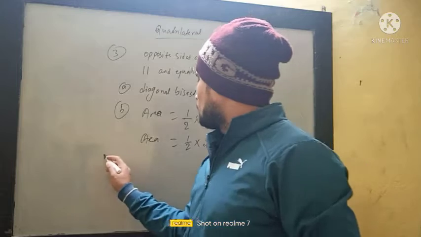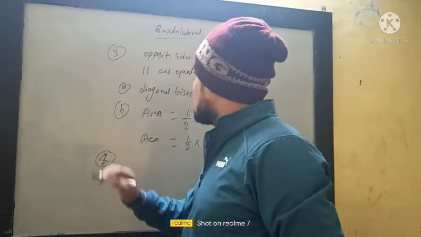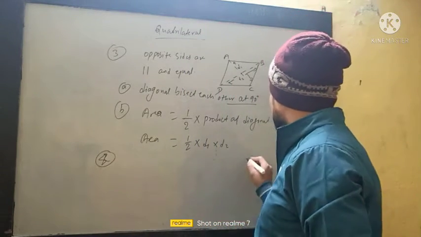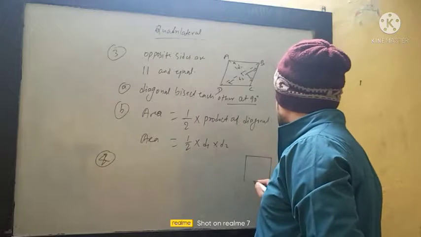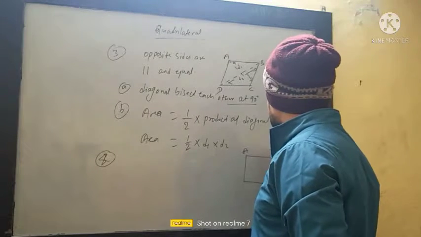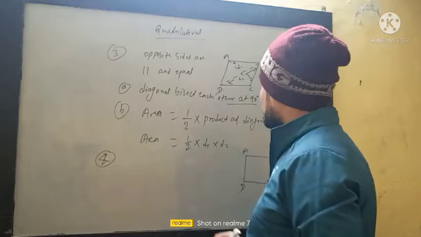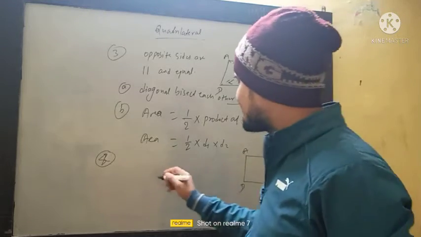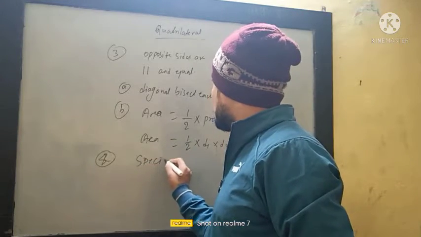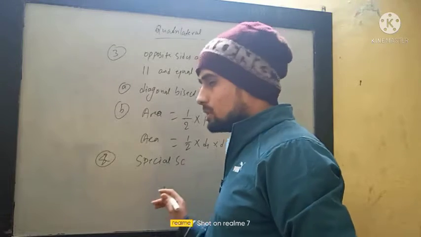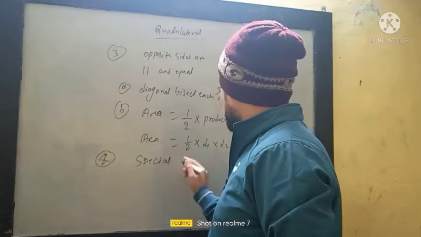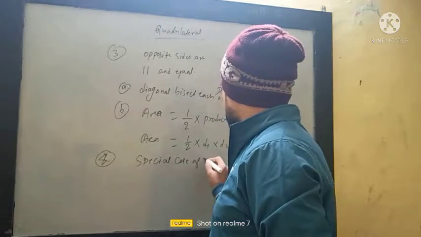Now we are going to discuss the square. A square is a type of quadrilateral, but it is a special case of a rhombus. How is it a special case of a rhombus?